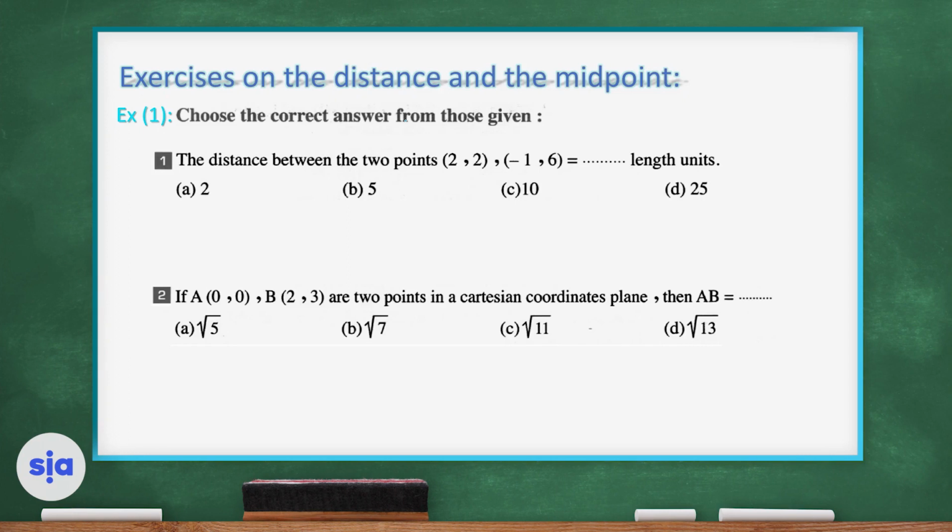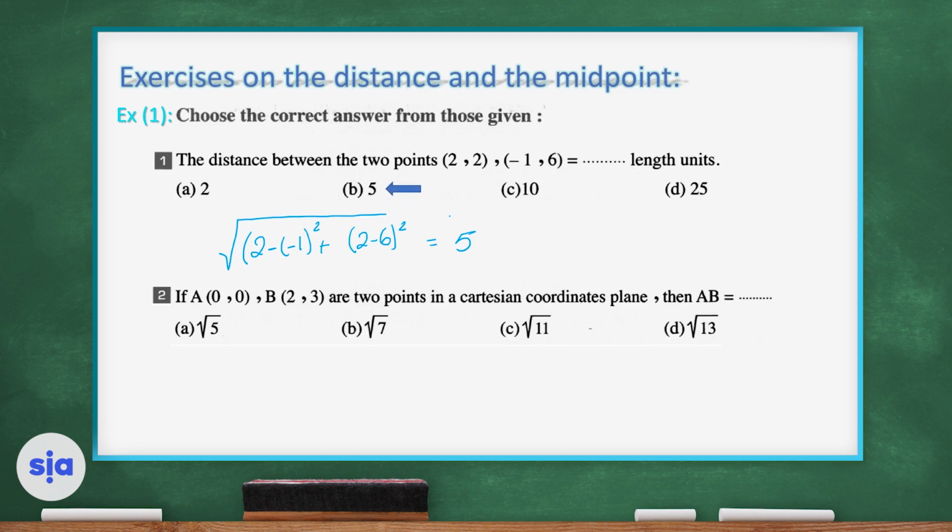Today we'll be having a general exercise on the distance and the midpoint. In question 1, the question wants us to find the distance between the 2 points (2, 2) and (-1, 6). How to find the distance? Yes, we use the distance formula. So here the distance is the square root of (2 minus -1) all squared plus (2 minus 6) all squared. If you do your calculations, the answer is 5, which is choice B.